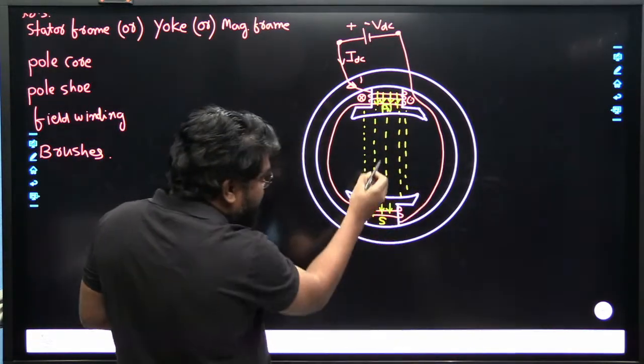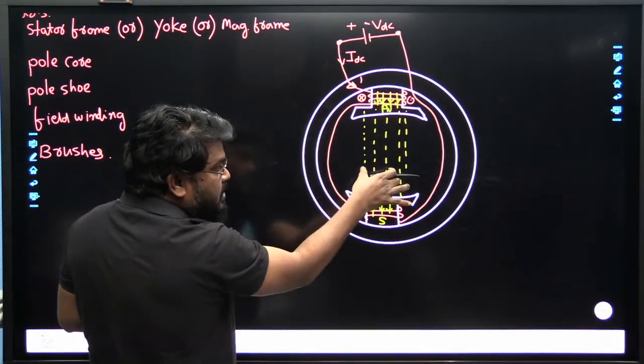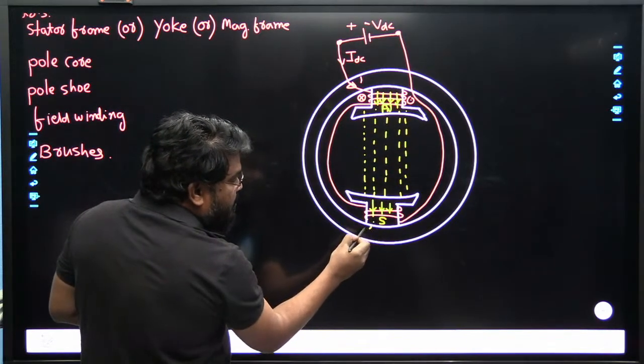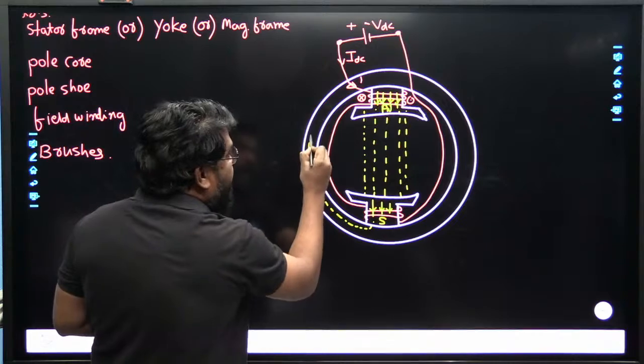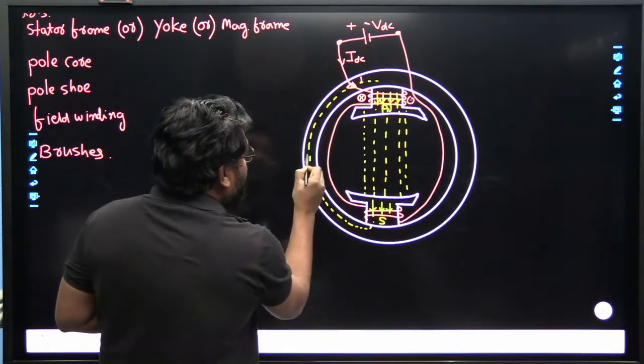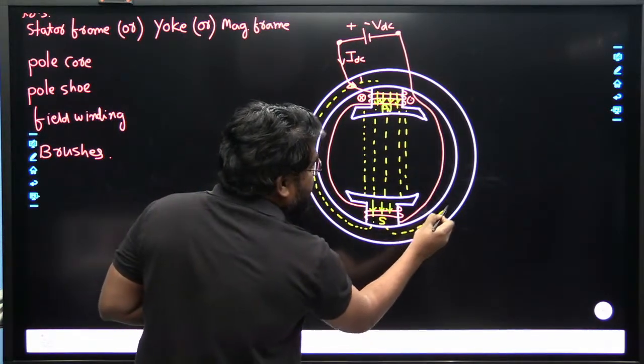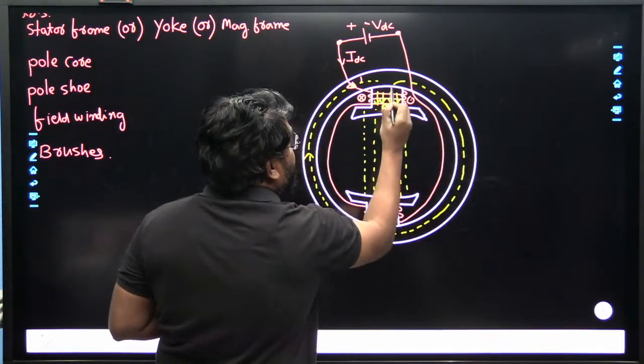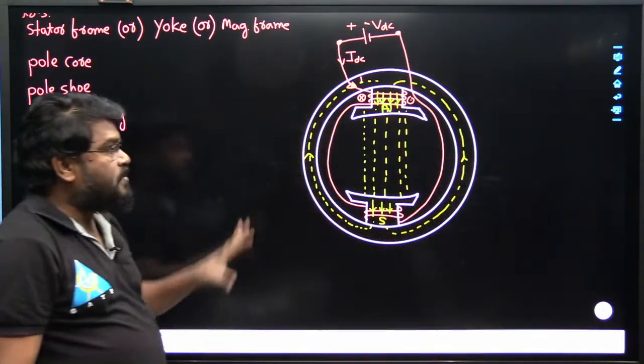Here the flux lines are coming from the north pole to the south pole, and coming back to the north pole like this. So this is the direction of the flux in the stator frame. So it is the first part, the stator frame here.